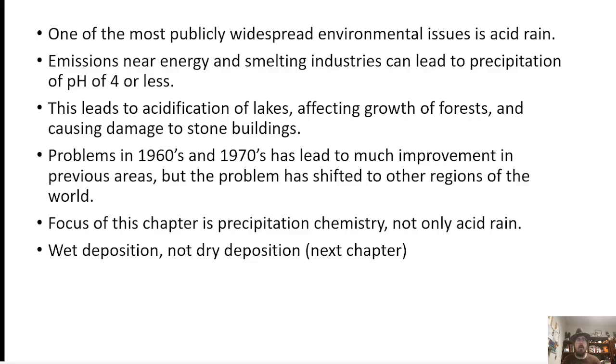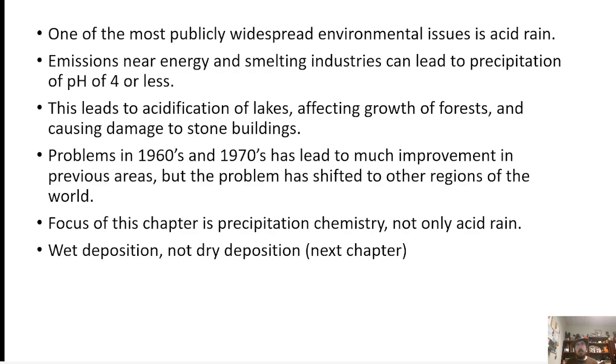Emissions near energy or smelting industries can lead to precipitation of pH 4 or less. Remember, pH 7 is perfectly neutral, neither acidic nor basic. We're going to talk about pH 6 and even sometimes pH 5 being somewhat normal. And this is a logarithmic scale. So from neutral, pH 4 or less is more than 1,000 times more concentrated than neutral.